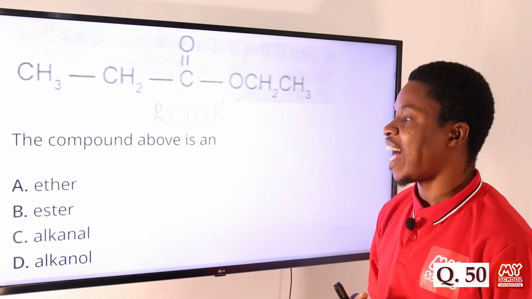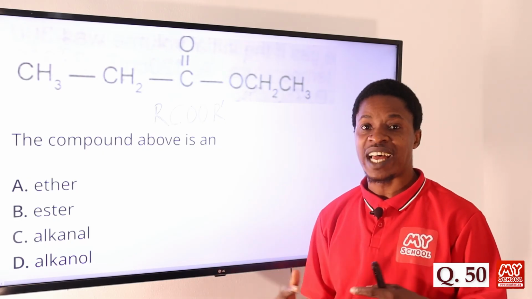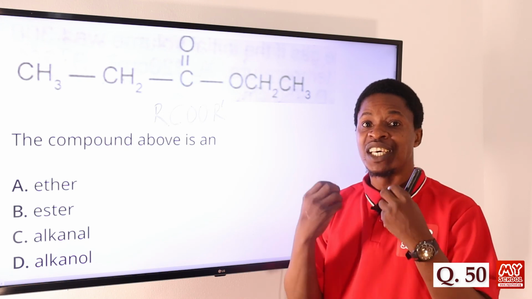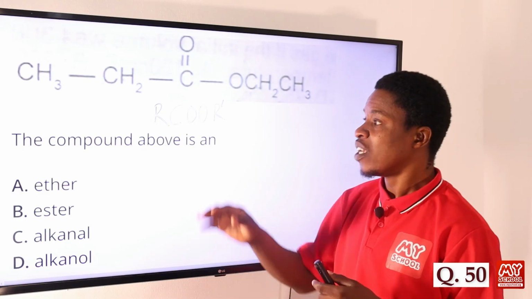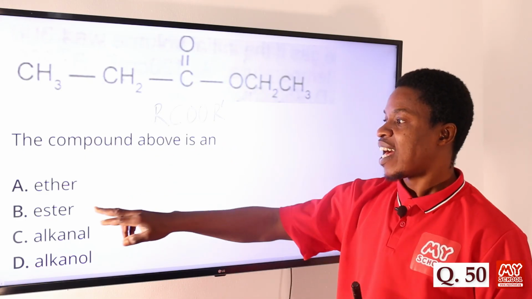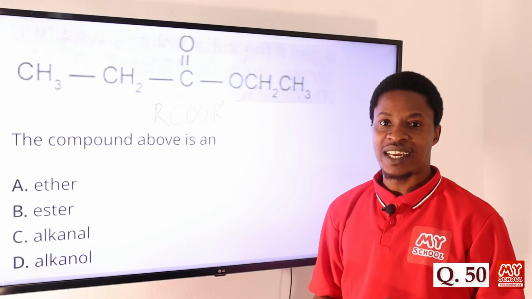So that is actually an alkanoate, which is an ester. And you know, esters have a sweet smelling fragrance, an odor that we usually have. So the compound above is an ester. Option B is the correct answer.